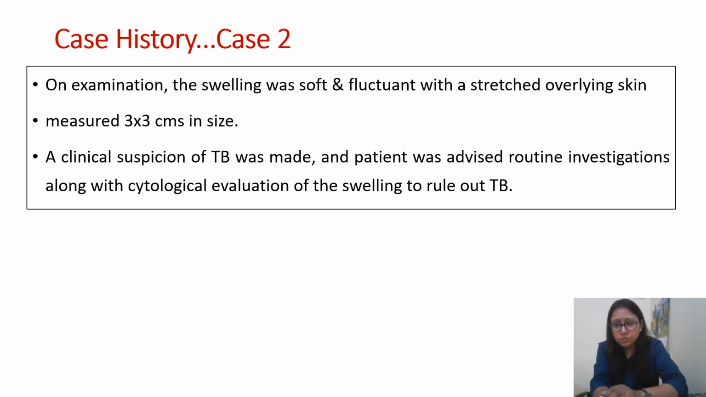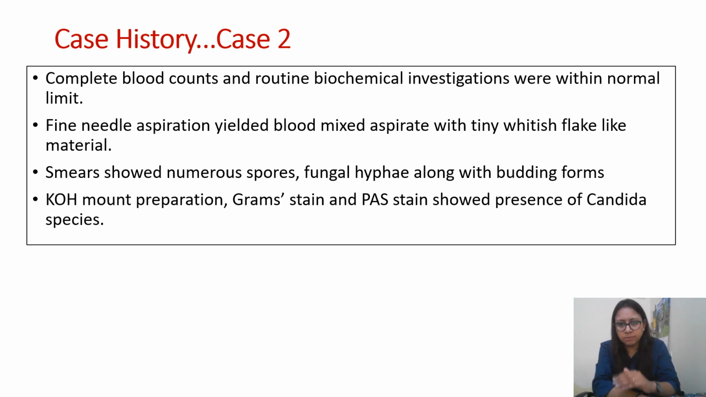Clinical suspicion of TB was made based on the location of the swelling, age of the child, and history of fever. So FNA, routine investigation and cytological evaluation were advised to rule out tuberculosis. Complete blood count and routine biochemical investigations were all within normal limits. What we found on FNA, it yielded whitish flake-like material. And we saw numerous spores and fungal hyphae along with budding forms. KOH mount was also done in this case, with Gram stain and PAS, which showed presence of Candida species.